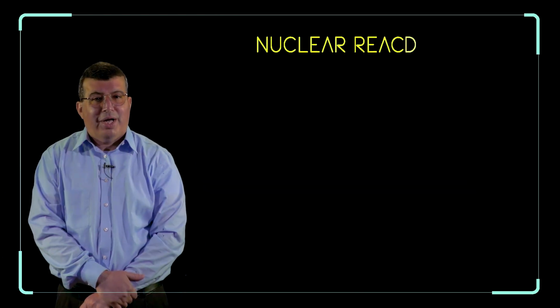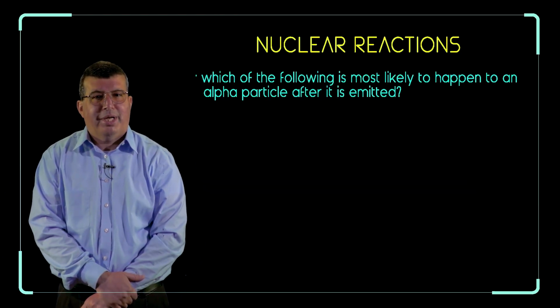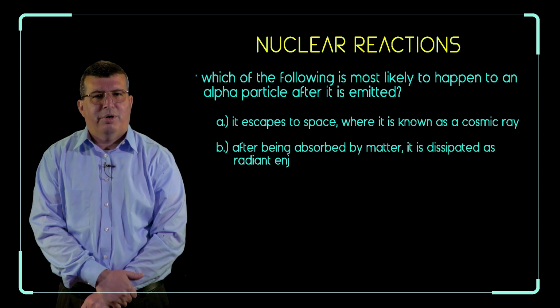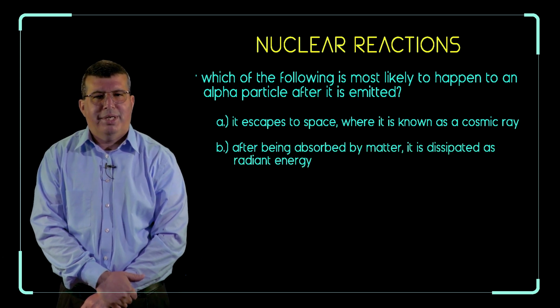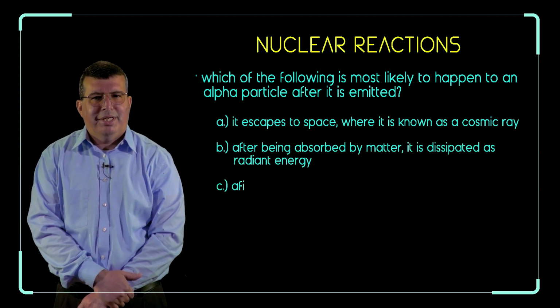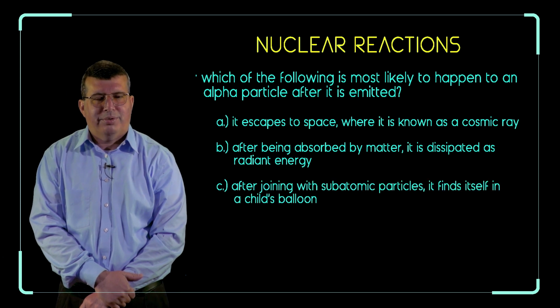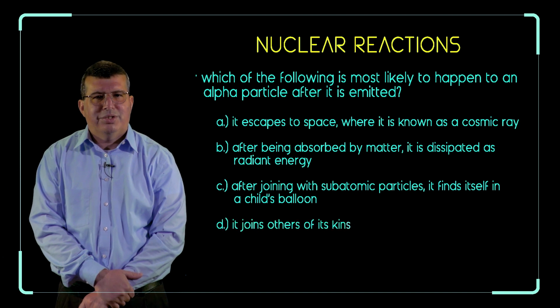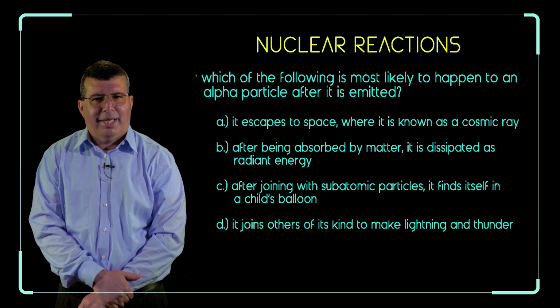Here's our last multiple choice question. Which of the following is most likely to happen to an alpha particle after it is emitted? A, it escapes to space where it is known as a cosmic ray. B, after being absorbed by matter, it is dissipated as radiant energy. C, after joining with subatomic particles, it finds itself in a child's balloon. Or D, it joins others of its kind to make lightning and thunder.